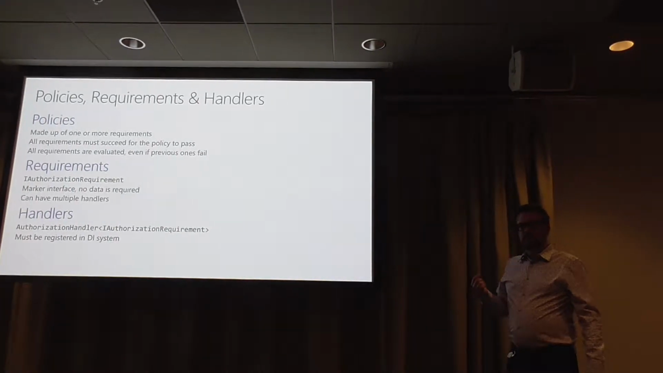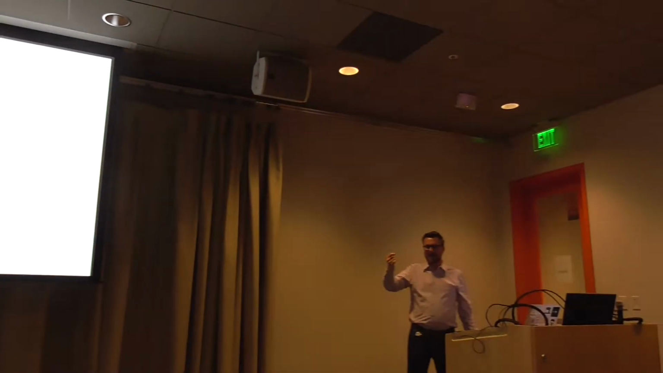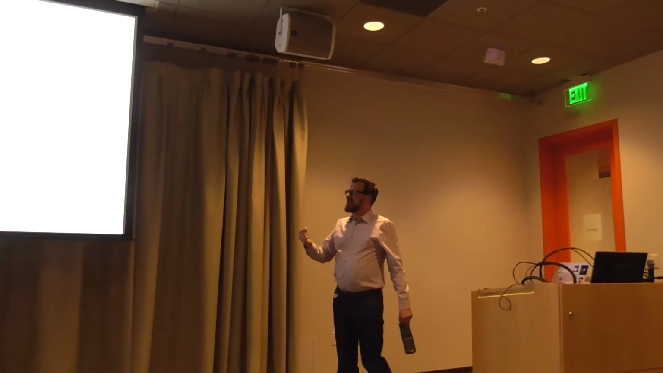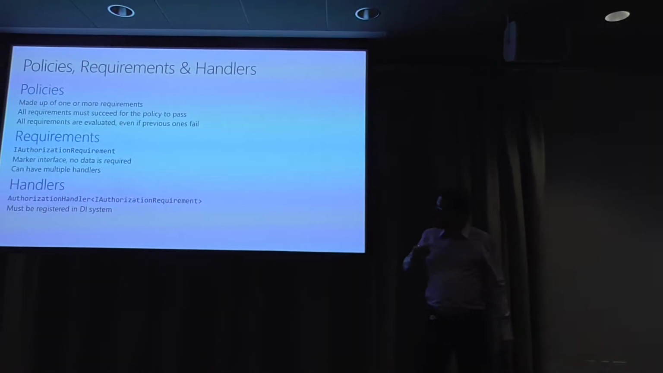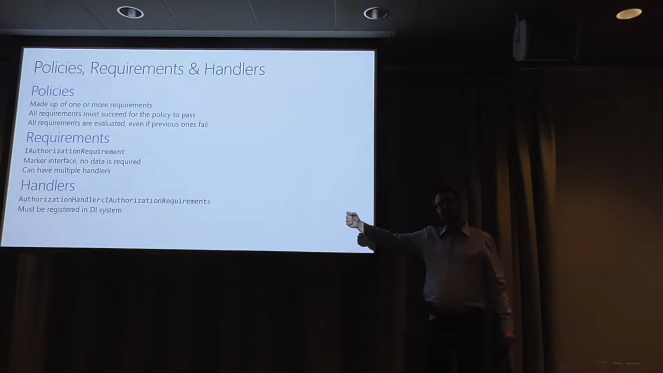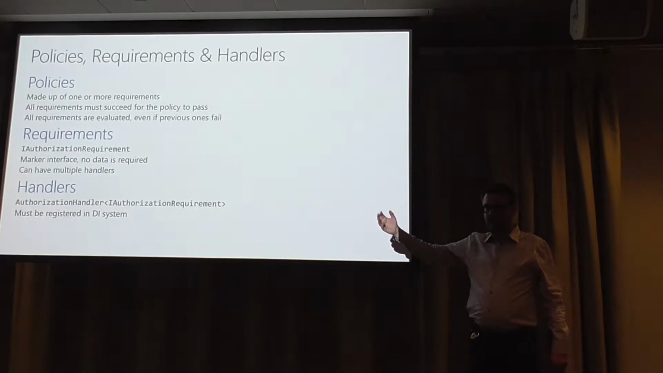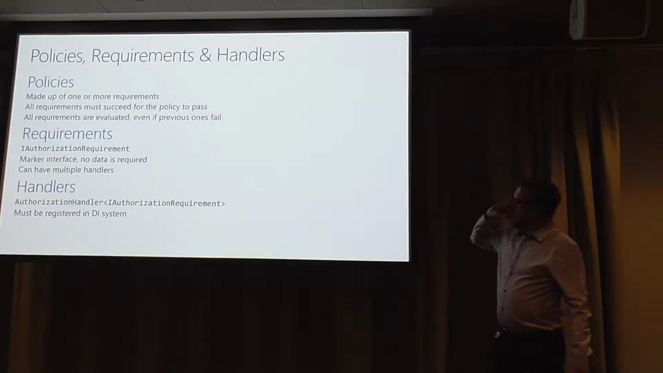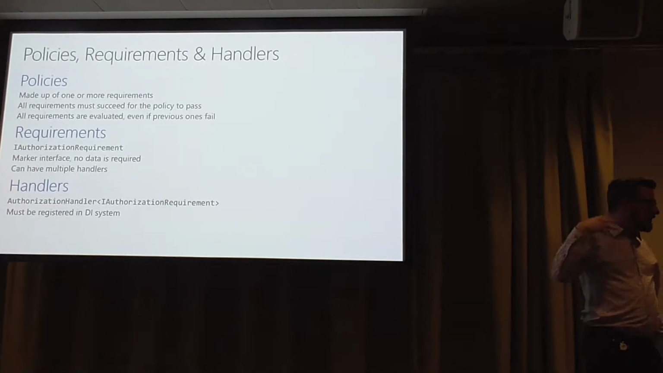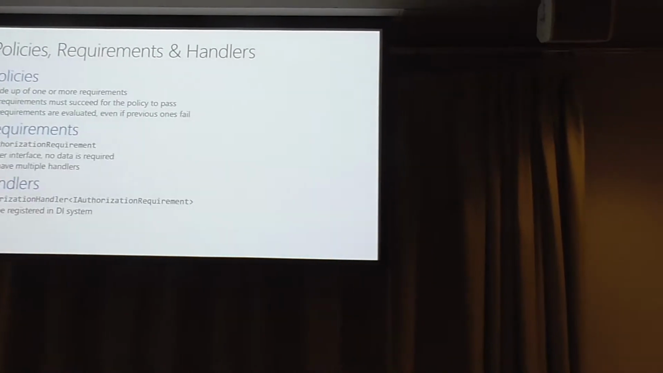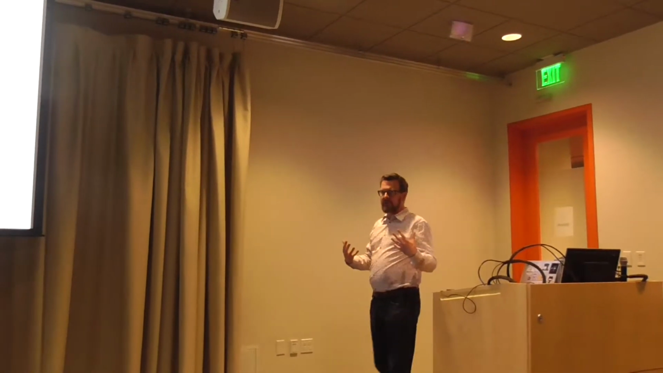Isn't policy a collection of handlers? Policy is a collection of requirements. A policy is made up of one or more requirements. So, you must be authenticated, you must be over 18, or you must be over 21. So those are two requirements. All requirements in a policy have to pass. And all requirements are evaluated, even if a previous one fails, because people like to log these things and we don't want to short circuit you.